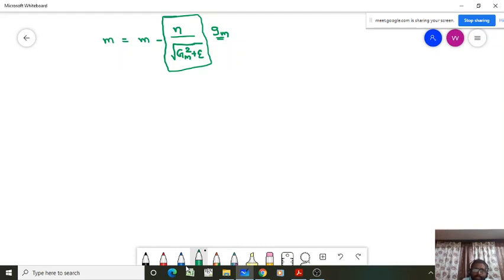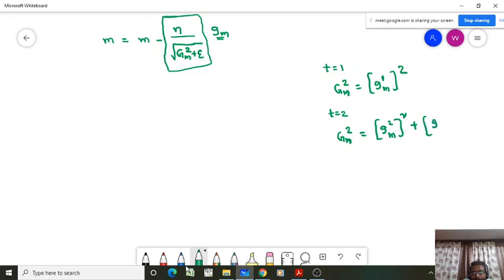Similarly, we use the equation for c also: c equals c minus eta divided by square root of capital Gc squared plus epsilon, times gc. Now, in the first iteration, the value of Gm squared is equal to the gradient of the loss function with respect to the model parameter m in that iteration. In the second iteration, Gm squared is equal to the second iteration gradient whole square plus the first iteration gradient whole square.